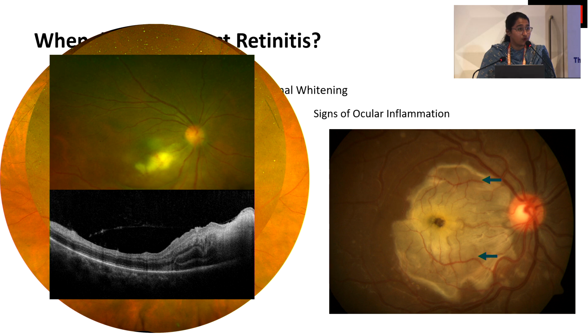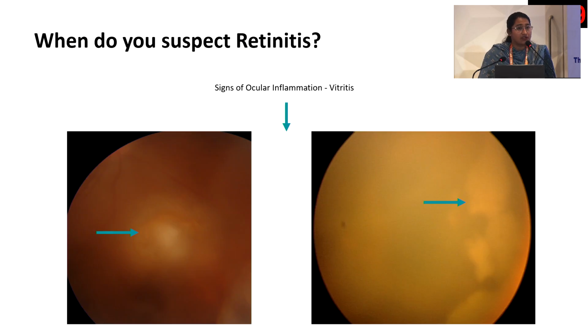Whereas if the outer retina is involved, the blood vessels are intact. You can see them going above the lesion properly. You can trace them from the beginning to the end, and you can see this white patch in the deep retina. Another scenario that can be seen is that they have significant vitritis.